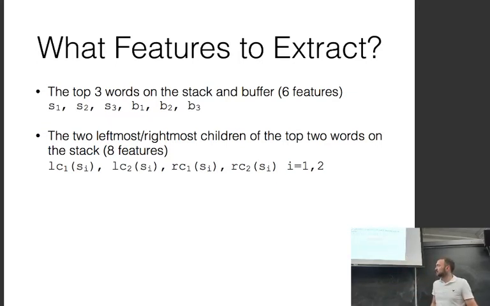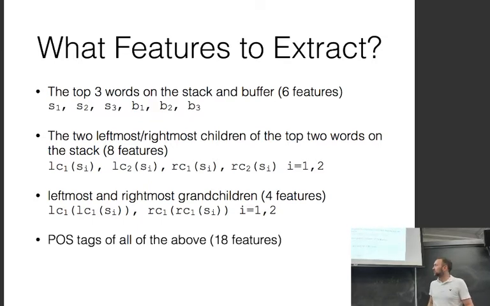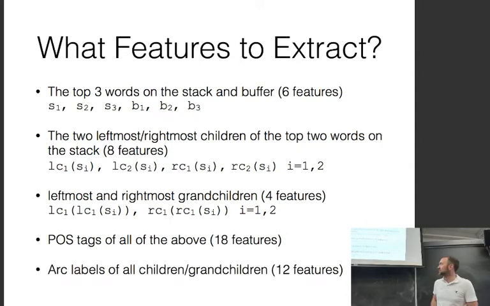This results in 8 vectors of features. Then they do the leftmost and rightmost grandchildren with 4 features. And then they do the POS tags of all of the above, 18 features. And then all of the ones that are children are 12 features. So they do a bunch of feature extraction, and then they combine these together.